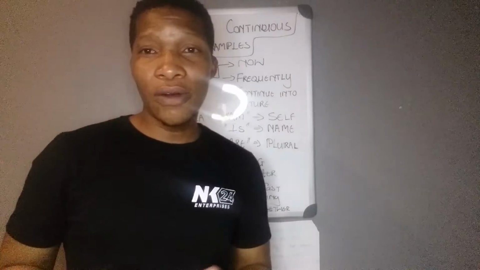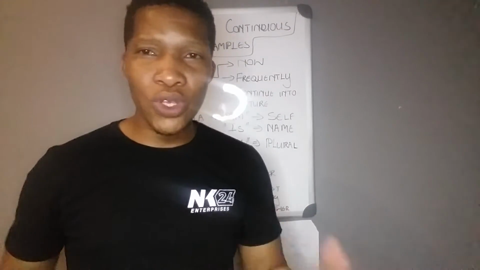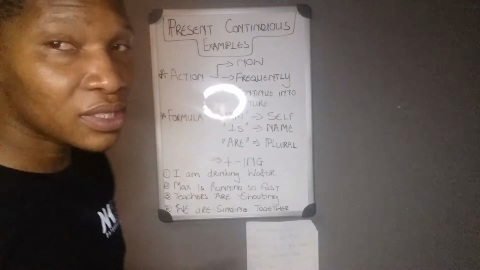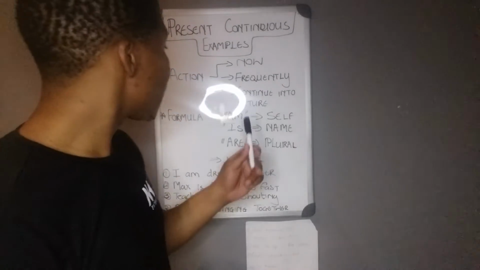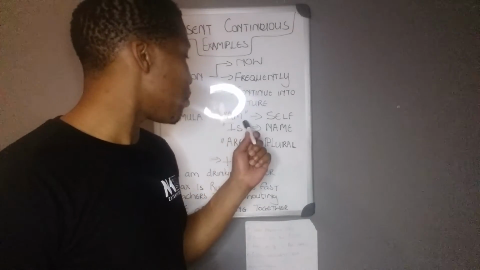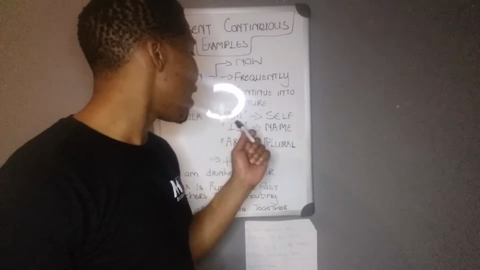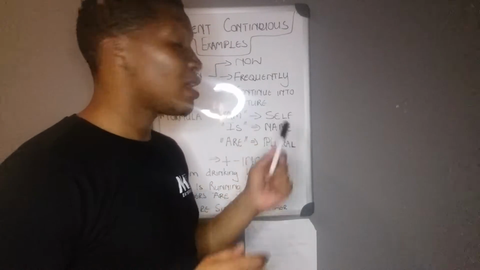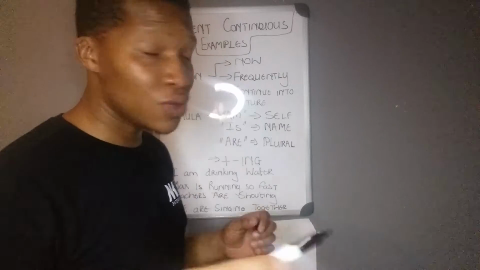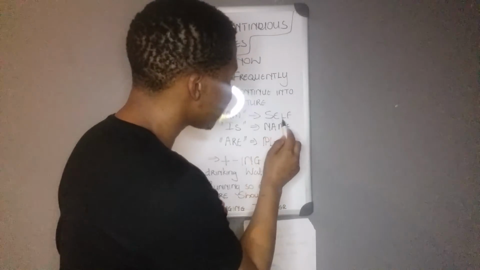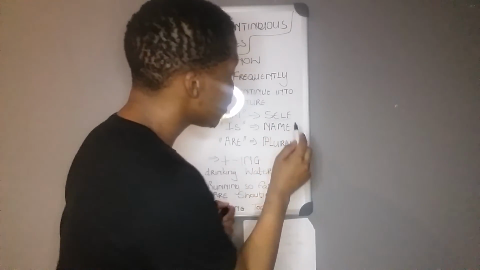All right. Okay, so how do we use it? Let's look at the formula. There are three ways you can use it. The first one, you use I am. You add I am when you are talking about yourself. That means singular, specifically I.